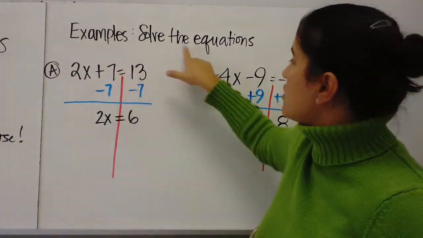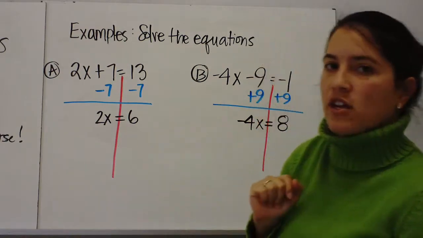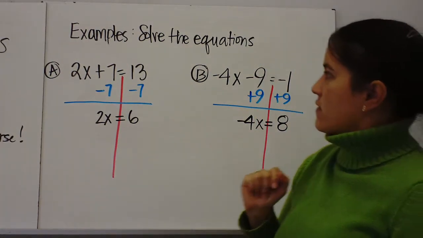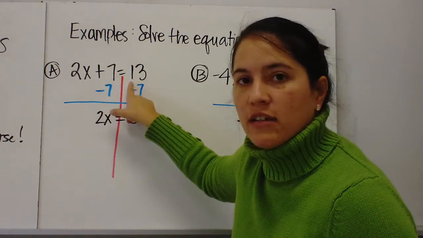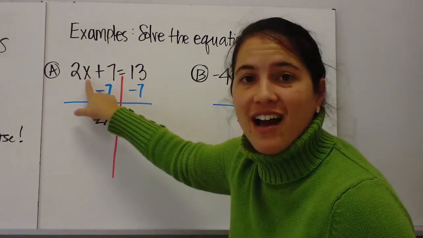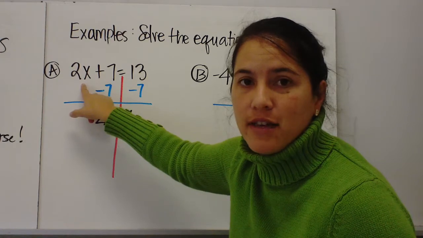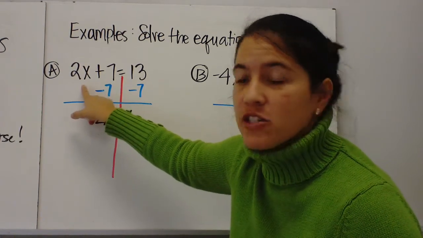Alright, so some examples, solve the equations. So copy those down. Example A, 2x plus 7 equals 13. So we're trying to figure out what x is. We need to isolate the variable. We need to get x by itself. So step 1 says undo addition or subtraction.